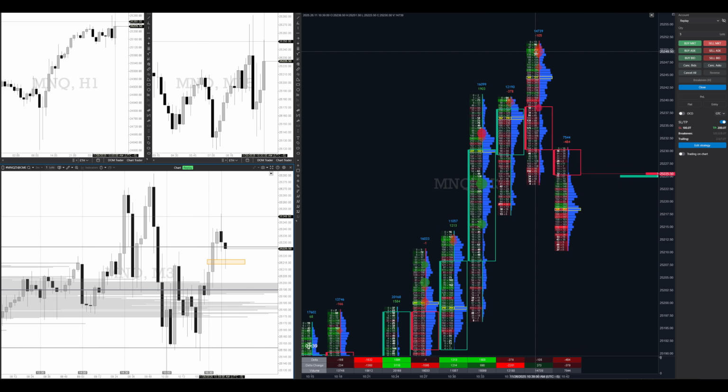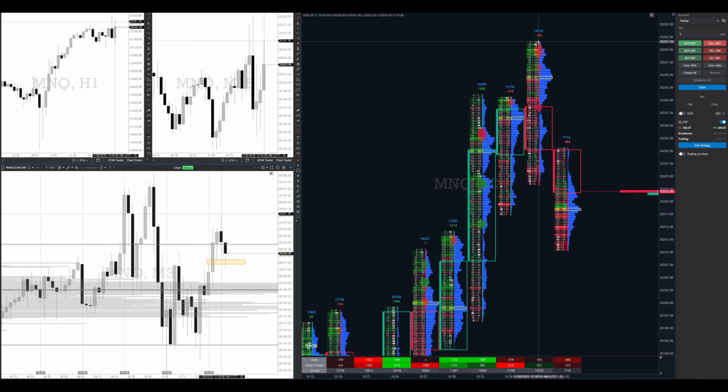You can see the diamonds means there's a lot of absorption going on. I'll explain that later on. And then these big red dots and green dots show how many big orders were bought there. This is from level 2 data. You're not going to get level 2 data in the replay mode on this one right now, but I pay for DX feed level 2 data.